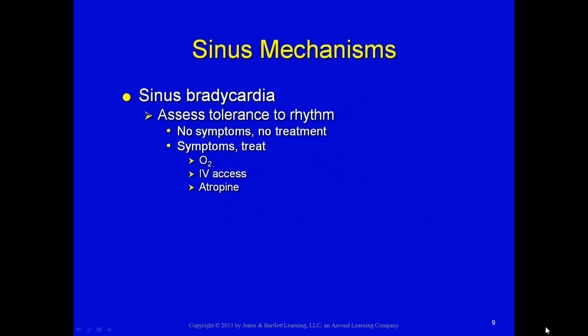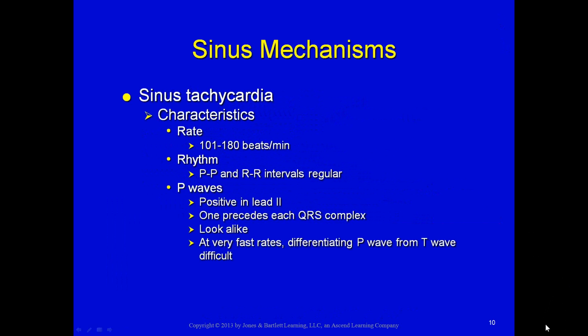If their SATs are less than 94% and they're complaining of shortness of breath, you want to gain IV access because you'll have to give medications. You may even have to pace the heart from outside the body. And one of the first medications that we give for all symptomatic bradycardia, regardless of the cause, is atropine. And you'll learn about atropine, if you haven't already, as one of your drug quizzes. You'll learn a lot about it in ACLS.